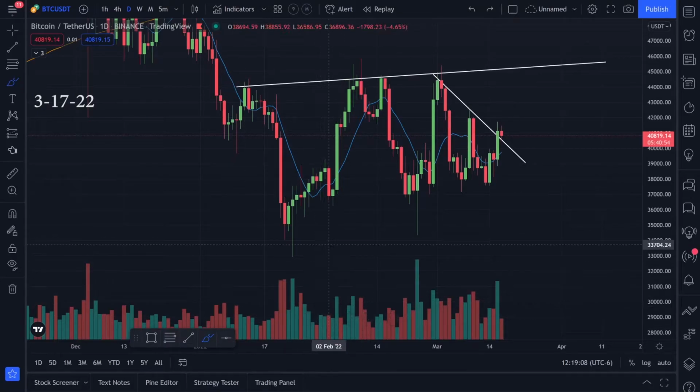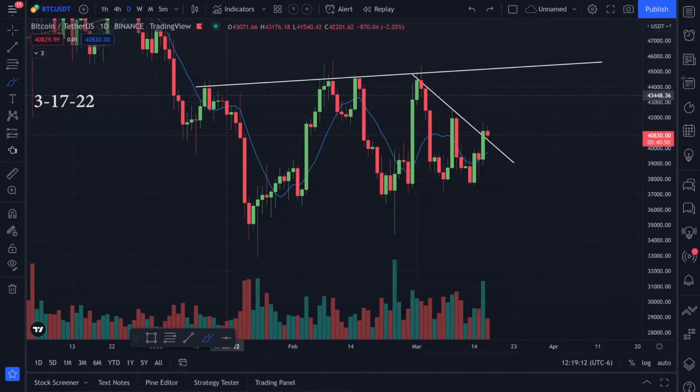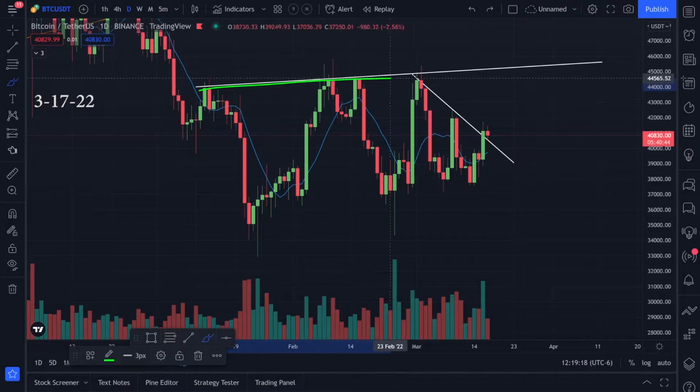Let's take a look at the chart action for Bitcoin. Okay, so here's what I've been watching on the Bitcoin price. I'm on the daily time frame right now, and we have resistance, resistance, resistance. I'm watching this trend line right here. I've been watching it for a while.